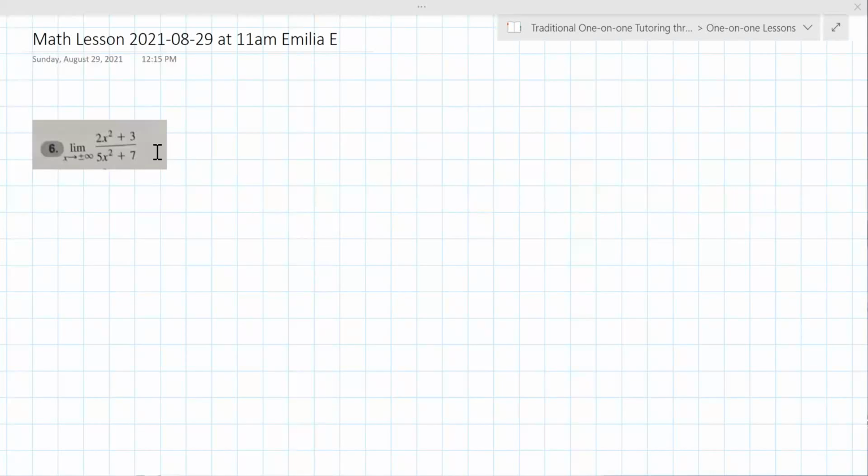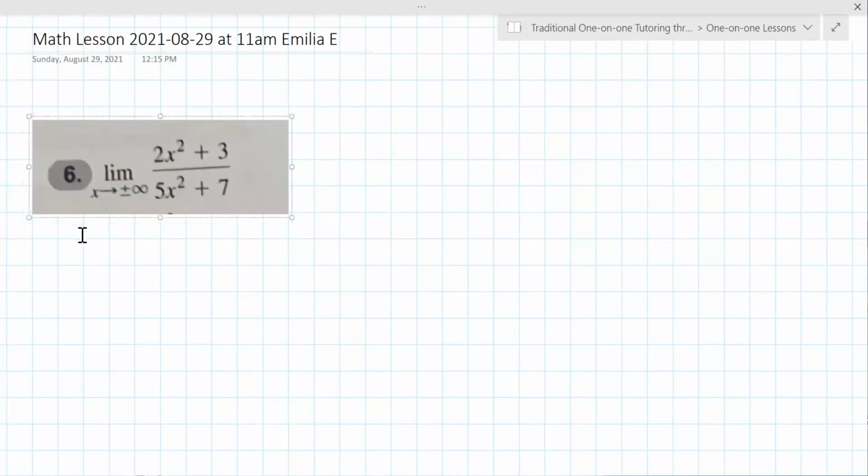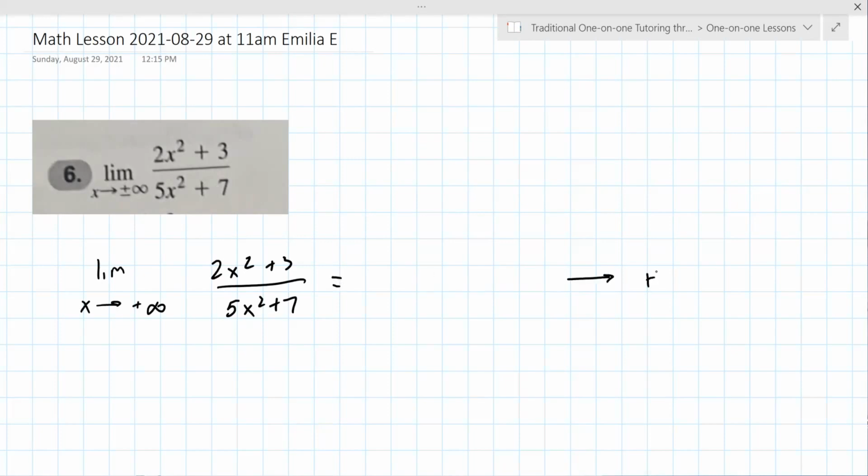All right, so if you're seeing my screen, you see the limit as x approaches positive infinity and negative infinity. It's actually two questions here, but it's the same answer. So we'll just look at it first from positive infinity. Because the degree is the same in both the numerator and the denominator, it goes to the horizontal asymptote, which is y equals 2/5. You learned that last year. So the answer is just 2/5.